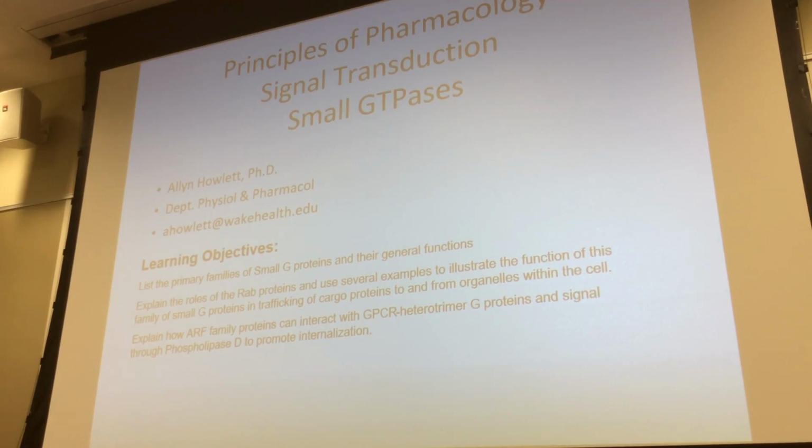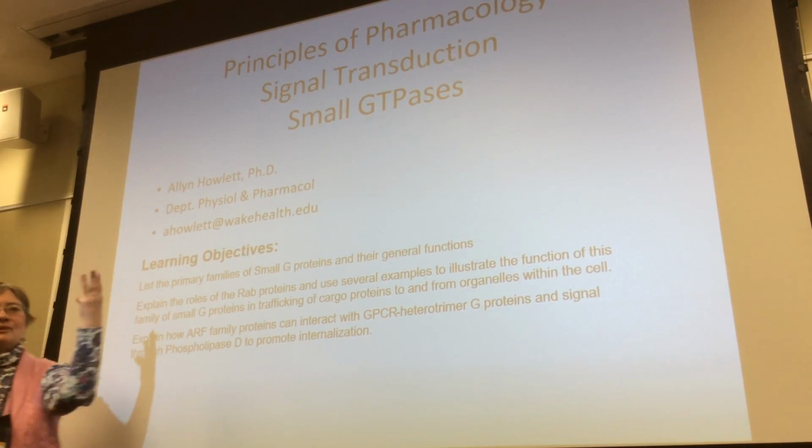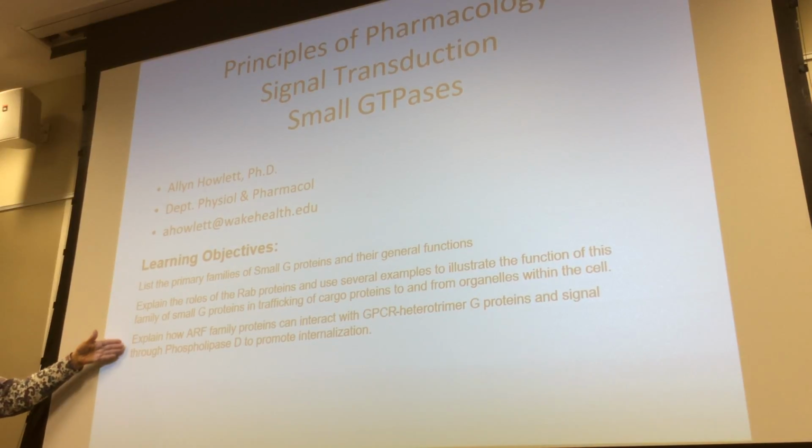And then they get numbered. So you get a whole series of numbers of things that have roughly the same name. So we're going to talk a little bit about the RAB family proteins. See, RAB begins with an R, 3 letters. So, and then the ARF.